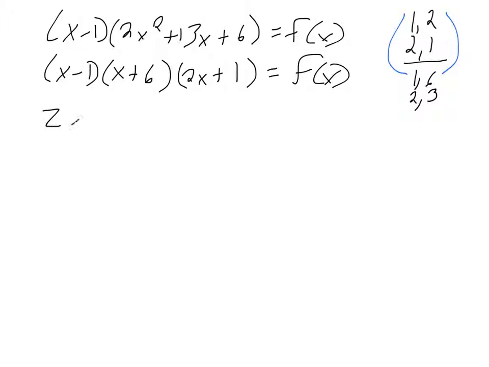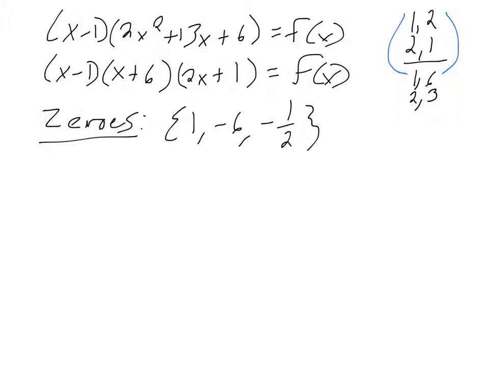And the zeros of that function, the x-intercepts, are going to be 1, negative 6, and negative 1/2. So those are my 3 zeros. Those are the 3 x-intercepts of that polynomial that I found by using the real zeros theorem and polynomial long division.